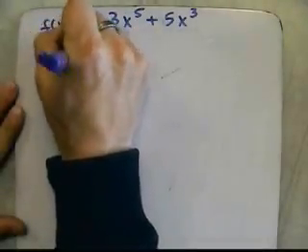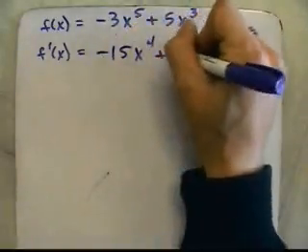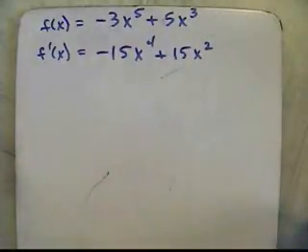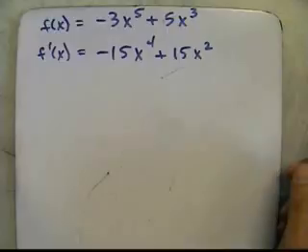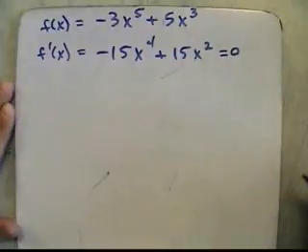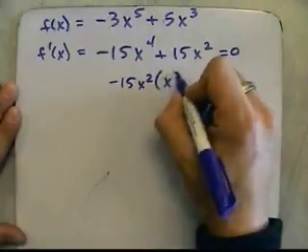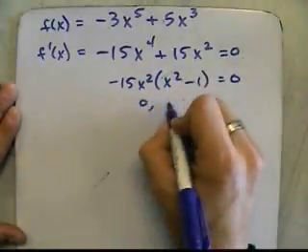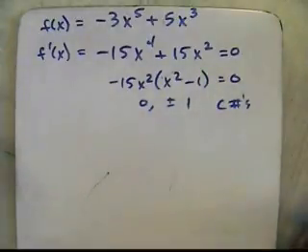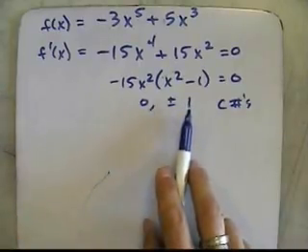First, let's find the first derivative. That's going to be negative 15x to the 4th plus 15x squared. I want to find possible critical numbers, potential spots where this could be a maximum or minimum, so I set this equal to 0. Factor out a negative 15x squared, and you're left with x squared minus 1 equals 0. So 0 and plus or minus 1 are my 3 possible critical numbers. Which means at 0, 1, or negative 1 is potentially where a maximum or minimum could happen.